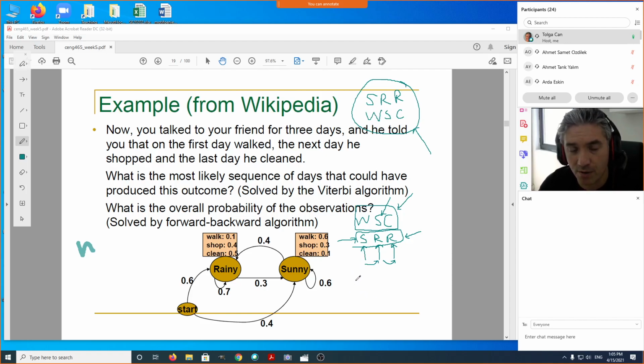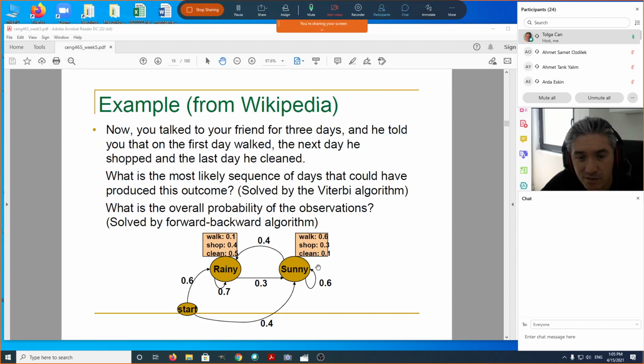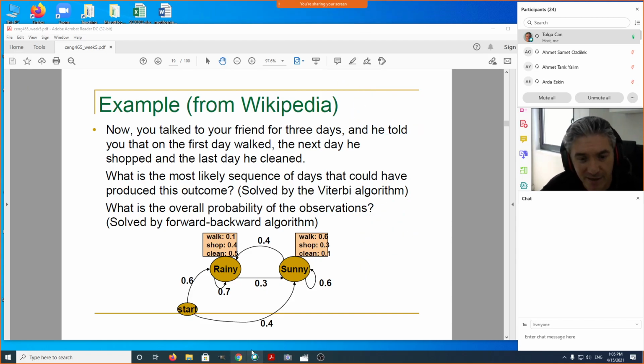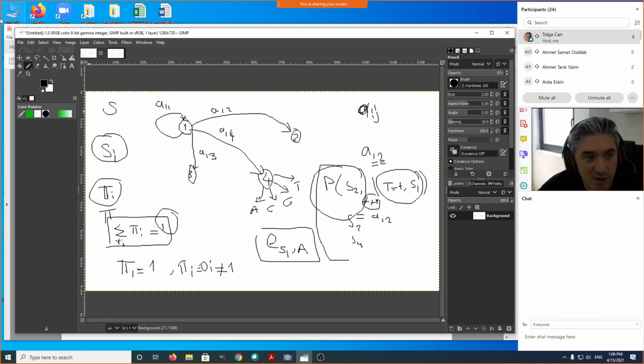I'm going to compute the probability. First of all, the probability of starting on a sunny day is 0.4. So 0.4. Let me actually go to GIMP, where I can write better; this annotate pen is difficult to write with. Okay, I'm going to come to this and now show you how we can compute the probability of that sunny, rainy.